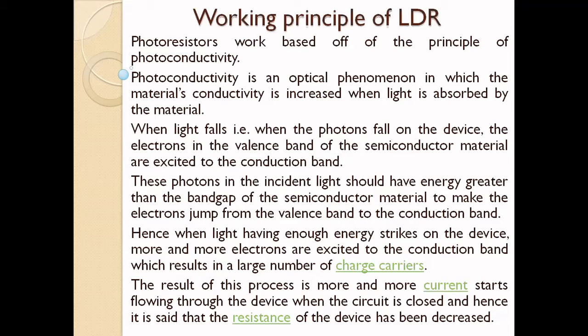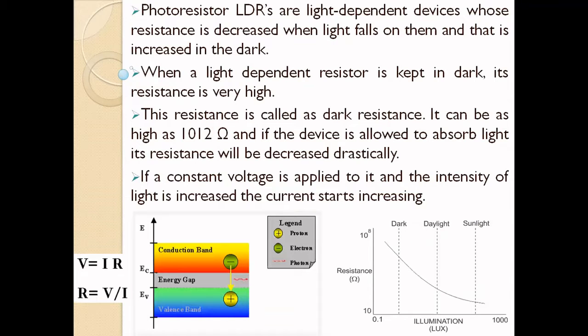So there are more charge carriers available. Due to these charge carriers, if the circuit is closed, a current will flow in the circuit. So if the light is more, the current is more, so automatically the resistance will reduce. Here we can see an example, an illumination-resistance graph. On the X-axis there is illumination, that is, the light. On the Y-axis you have the resistance.